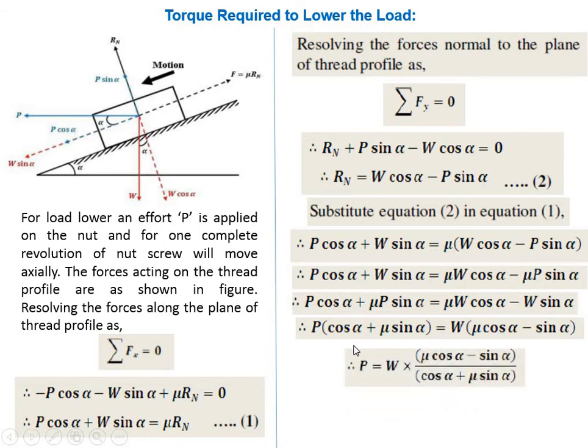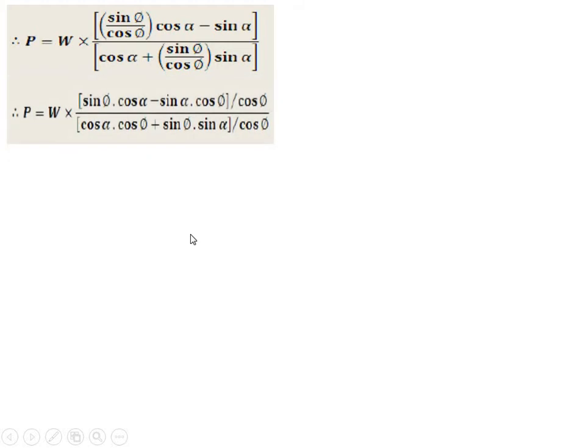Now we take the P term to the left side and the other terms to the right side. So P is equal to W into mu cos alpha minus sin alpha divided by cos alpha plus mu sin alpha. As before, the friction coefficient mu is equal to tan phi, which is sin phi upon cos phi. By putting this mu value over here, we get P is equal to W into sin phi upon cos phi into cos alpha minus sin alpha, divided by cos alpha plus sin phi upon cos phi into sin alpha.